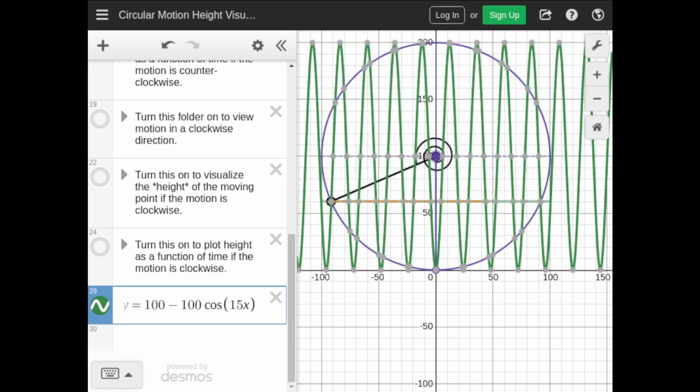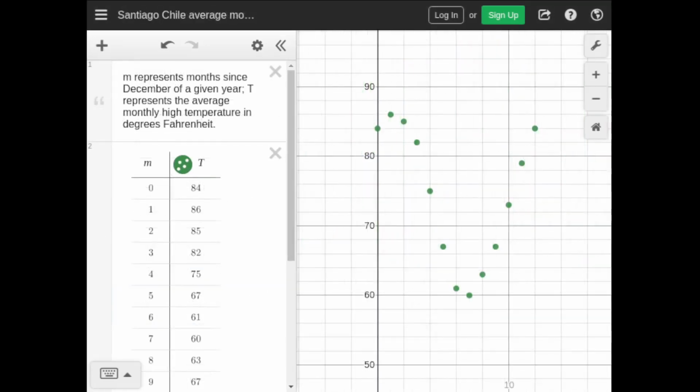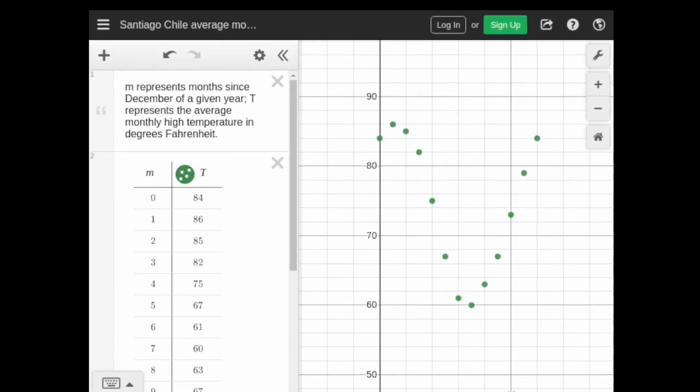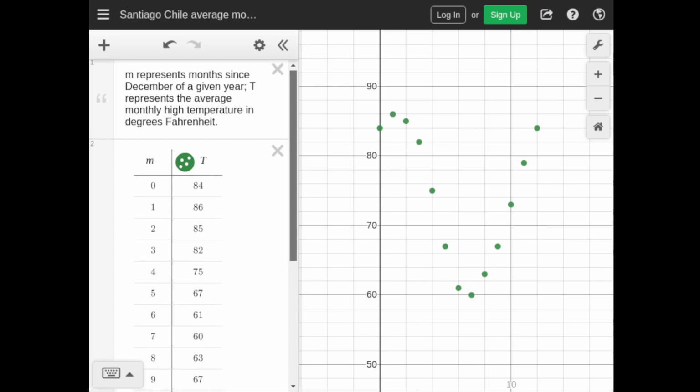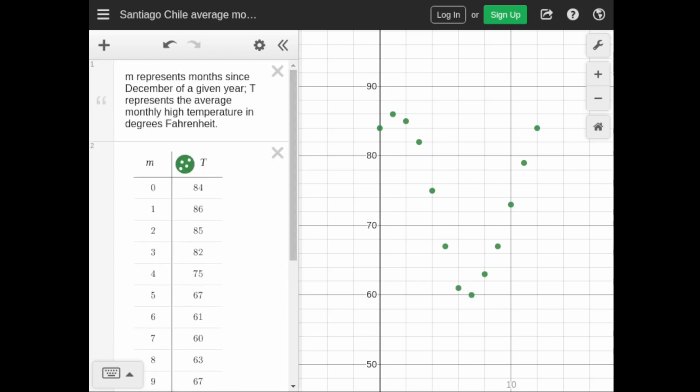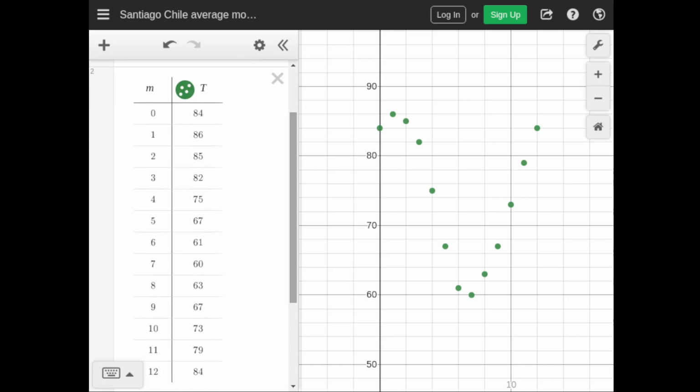Okay, so now let's look at another example, which off the bat is not actually a circle. What we're looking at here is temperature, the average high monthly temperature in Santiago, Chile for every month, starting in December, which makes December 0, which makes January 1, which is familiar to us. And what we see is that the scatter plot has a similar shape to the graphs we've been doing.